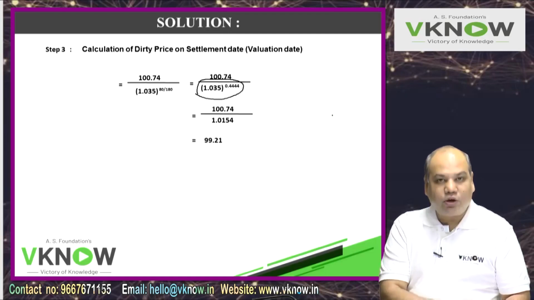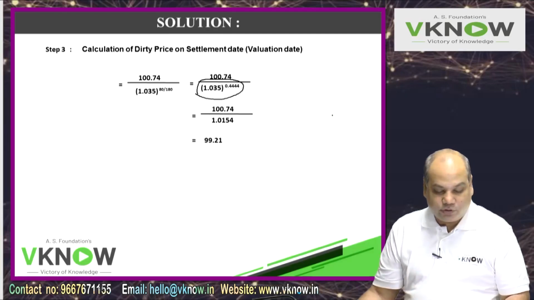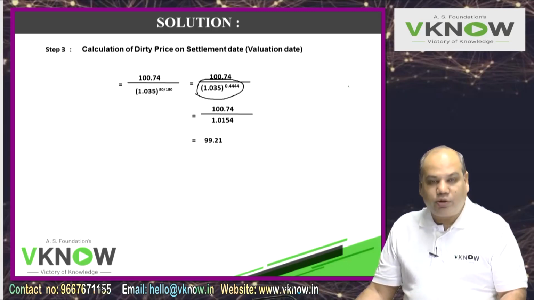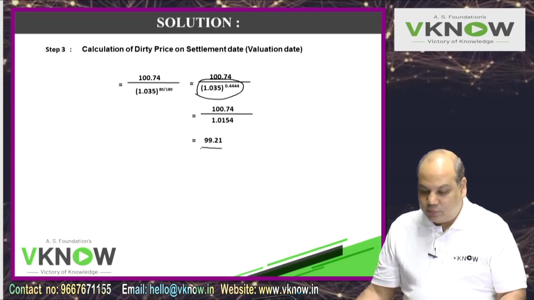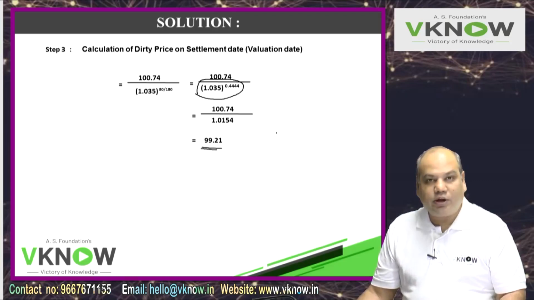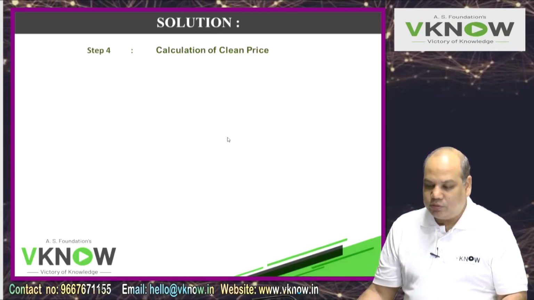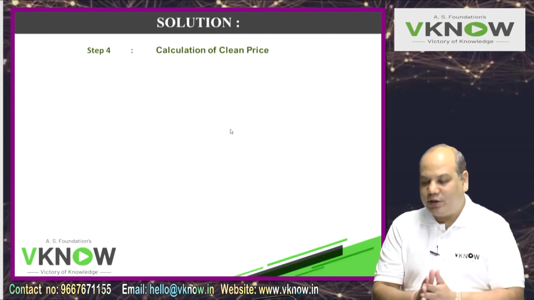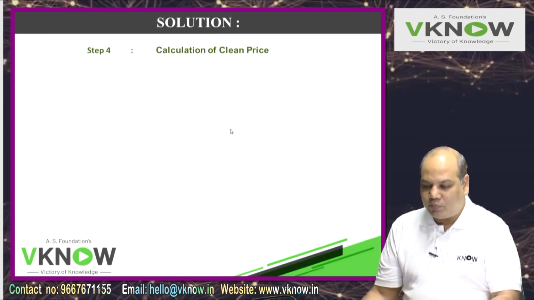You will get this number on your calculator, 1.015406. Okay, and now take 100.74 divide by this number, you will get 99.21, 99.2114, something like this you are getting. This is the dirty price. It includes interest accrued for 100 days. So what we will do? We will remove the interest accrued for 100 days and we'll get clean price or ex-interest price.